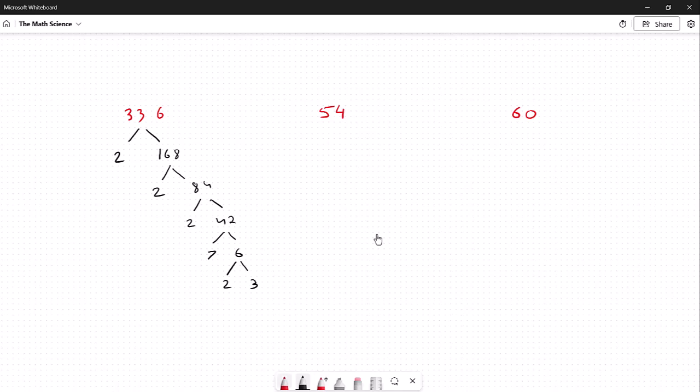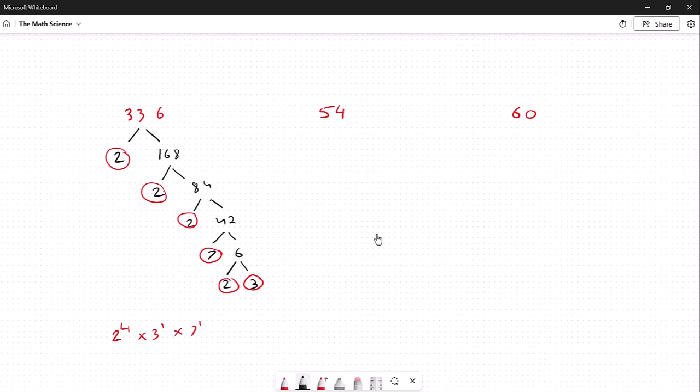Now let's circle all of our branches here, or all the ends here, so it's easier to identify. So we have 2, 3, 7, 2, 2, and then 2. So this can be rewritten as 2 to the power of 4, because we have 4 2's here, 1, 2, 3, 4, times 3 to the power of 1, and then times 7 to the power of 1.